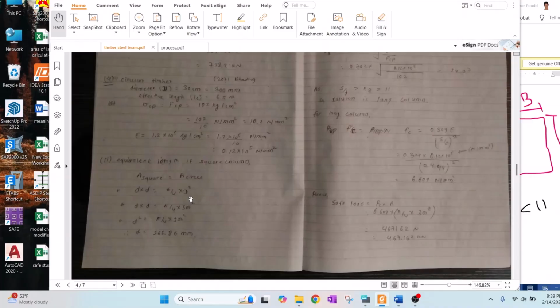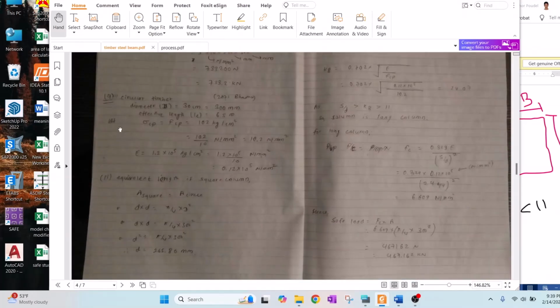So we equate the area of the square and the area of the circle. So d multiplied by d, equal to pi by 4 d squared. This is the area of the circle, and this is the area of the square, and we can calculate the value of the equivalent length if the column is square. So that is d equal to 265.8 mm.